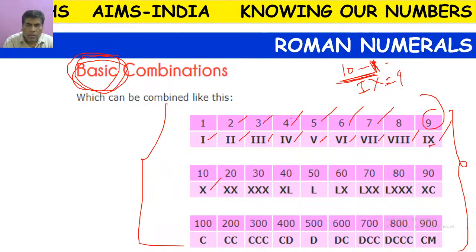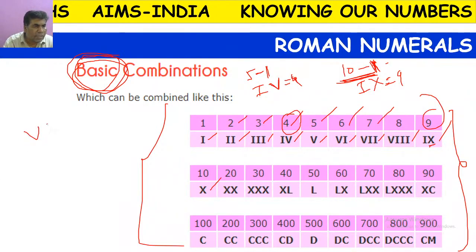IX. This 4 also. What is the meaning of 4? 5 minus 1. So here we are doing subtraction. So that's why this 1, I, will be written here and this 5 will be written here. IV stands for 4.